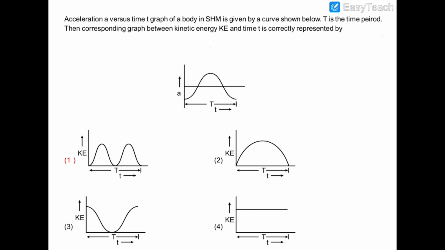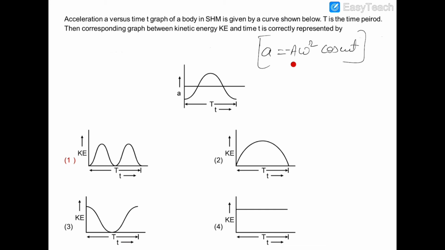In this question, the acceleration versus time graph of an object which is performing SHM is given in the figure. So you can see that we have to predict which of the following kinetic energy graphs would be the correct option. Now you can see this acceleration time graph is a graph of minus cos theta. So you can say that a is equal to minus A omega square into cos omega t, and this is also a negative sign.